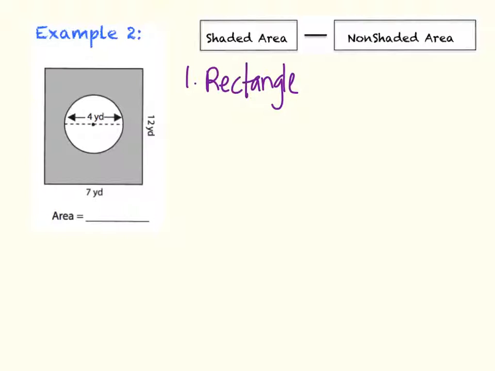To find the area of a rectangle is base times height. In this particular example, base is 7, height is 12. If you work out 7 times 12, you should get 84. So right now, I'm thinking this whole thing was 84, but someone cut a circle out of the middle, so I need to subtract that away so I can get just the remaining shaded space.